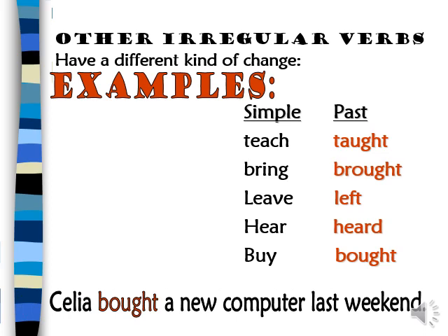Celia bought a new computer last weekend. We use the second form of the verb, bought, because the sentence is in the past and the time expression is last weekend.